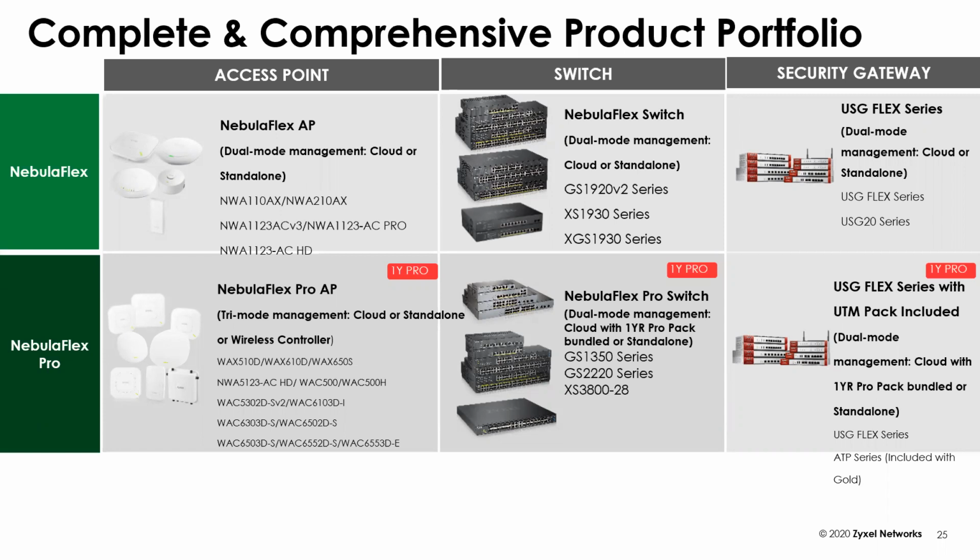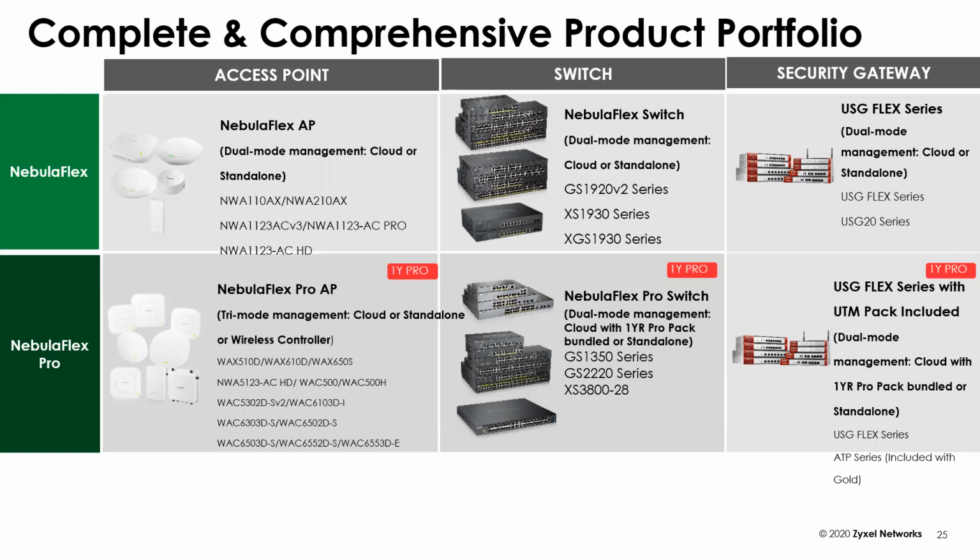And then when it comes to our security gateways, if you buy a USG Flex standalone device, those also support Nebula management. Then when we jump to Nebula Flex Pros, those will be our business APs that start with 5 or 6 and have at least 3 digits in the number. So 510D, 650S, 630S, WAC 6502D-S. These are all manageable in the cloud, and they come bundled with 1 year of the Nebula Pro licensing, as well as the ability to work with a local controller.